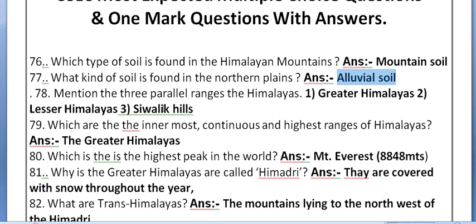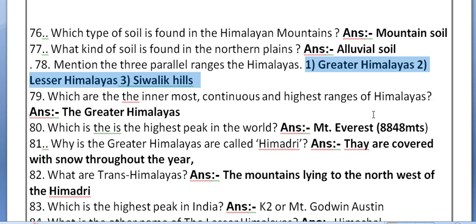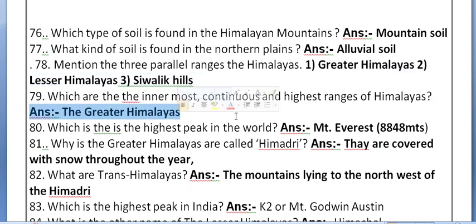Mention the three parallel ranges of Himalayas. The answer is Greater Himalayas, Lesser Himalayas, Shivalik Hills. Next, which are the innermost continuous and highest ranges of Himalayas? The answer is the Greater Himalayas.